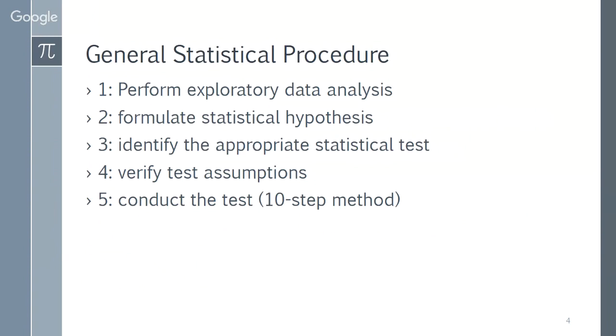Step 3 is identify the appropriate statistical test. In this example that I just mentioned, it's the t-test for the correlation coefficient. And again, we haven't reviewed that yet.